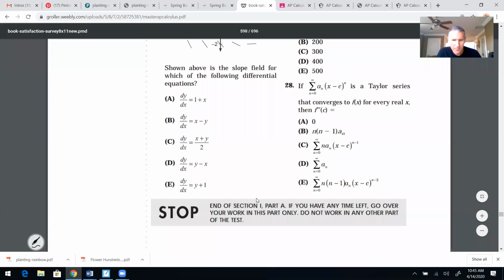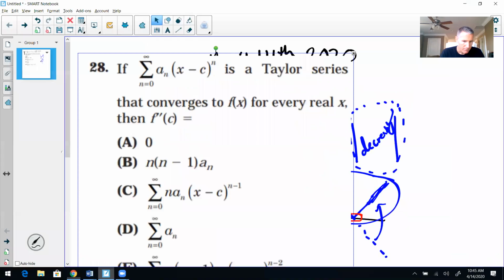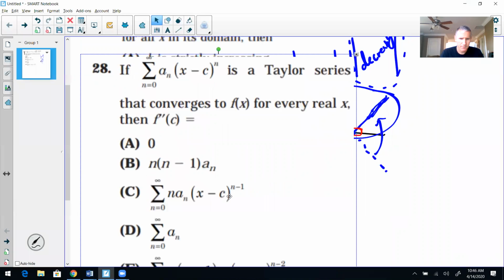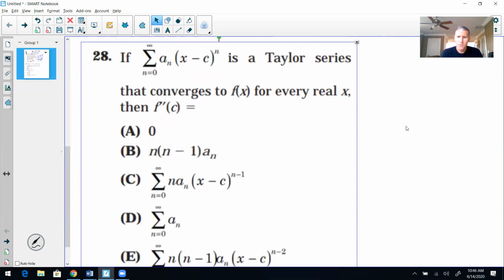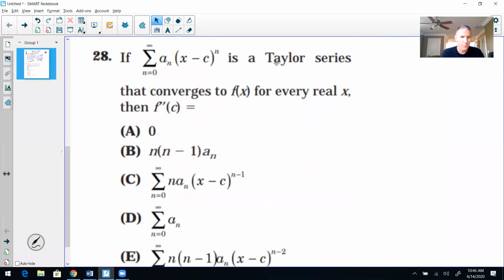It looks like we have a Taylor series problem. So let's check it out. It says we have the summation as n goes from 0 to infinity of a sub n times quantity x minus c to the n. It's a Taylor series that converges to f of x for every real x. Then f double prime of c is equal to what?